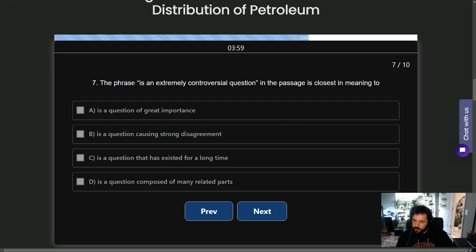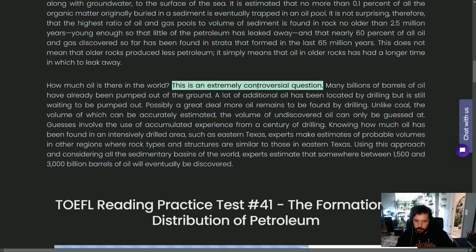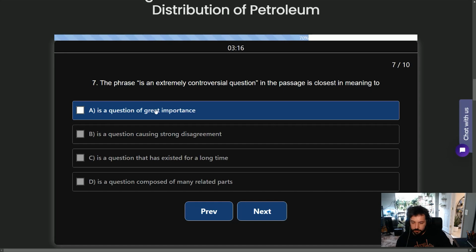So, the phrase "an extremely controversial question" in the passage is closest in meaning to what? Well, first you have to ask yourself, what is a controversy, or what are controversial things? It's topics, questions, or ideas that usually cause a strong reaction or evoke strong emotions in people. But these are questions that people get very emotional about, and usually you have 2 sides that strongly oppose each other. And also, the writer chooses to use the word extremely. So there is a lot of debate about this. And it's a question of great importance.